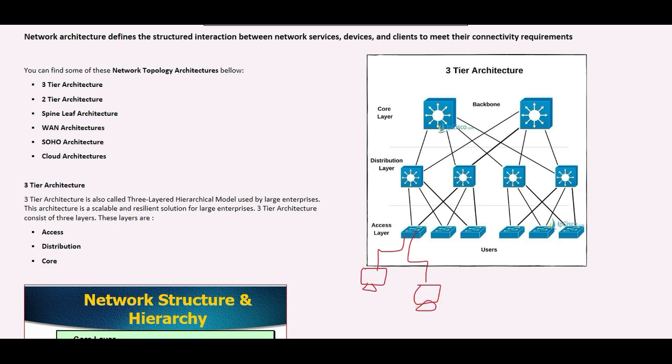The access layer is the basic layer of our network where we connect the devices or we connect the end users directly. The function or the purpose of this layer is to provide connectivity to the end user devices, provide VLAN configuration, and provide a loop avoidance mechanism with the help of STP or something similar.